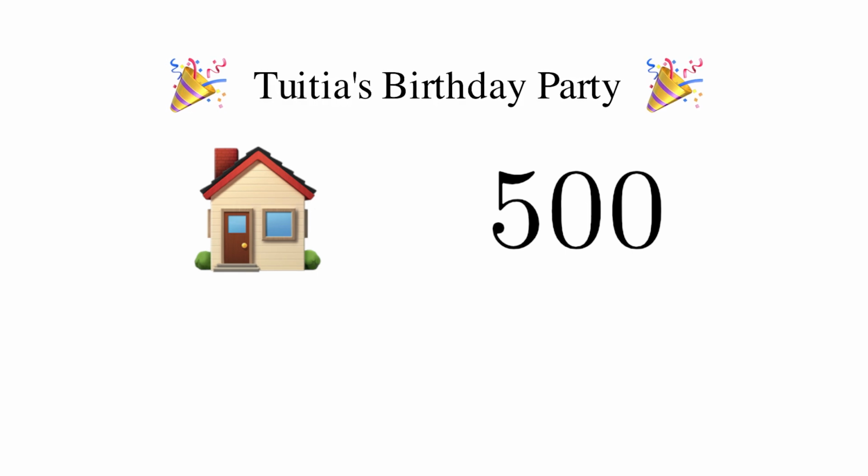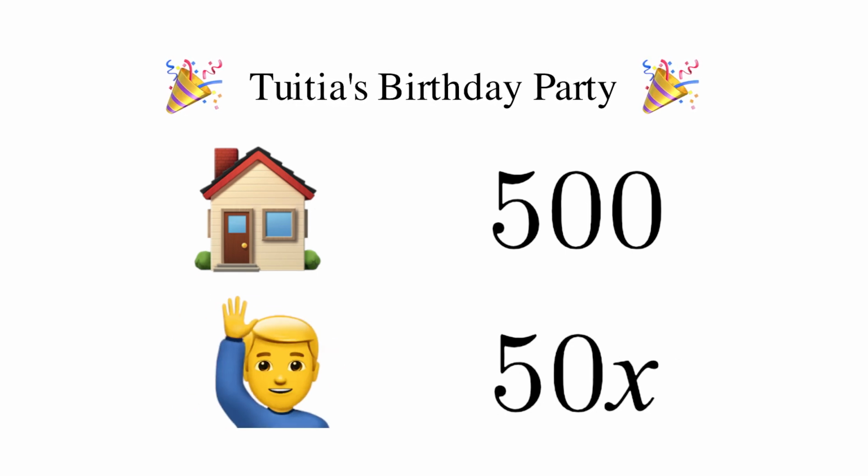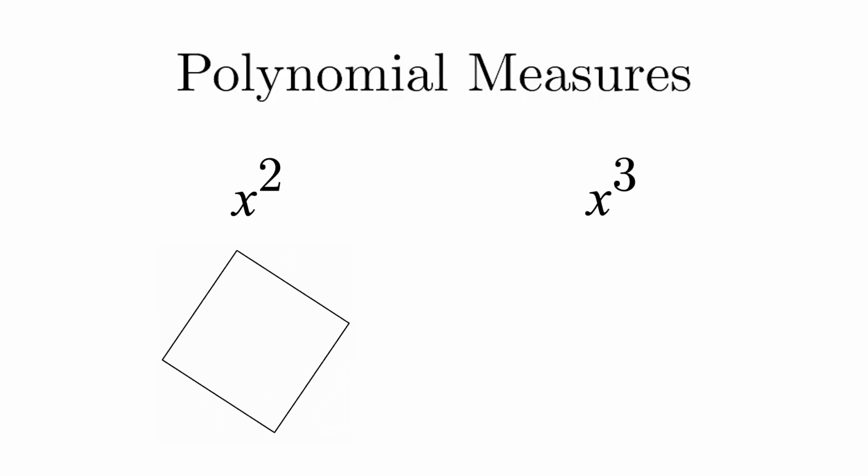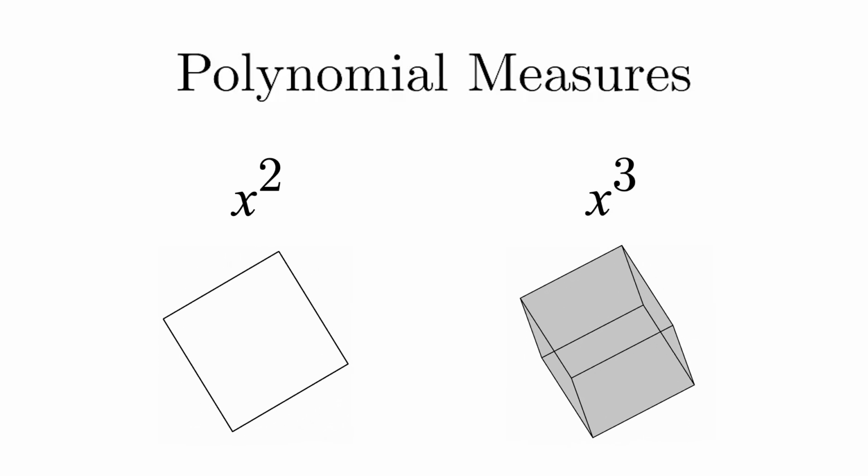Okay, so far in high school you've been operating mostly with linear measures. Say you're hosting a party and there's a cost of $500 for the venue, as well as a cost of $50 per guest. You can easily use a linear equation to describe this. You also have polynomial measures, such as x squared, which could depict the area of a square, and x cubed, which could depict the volume of a cube.